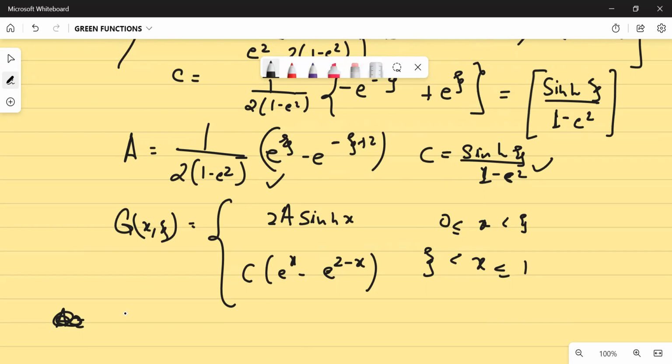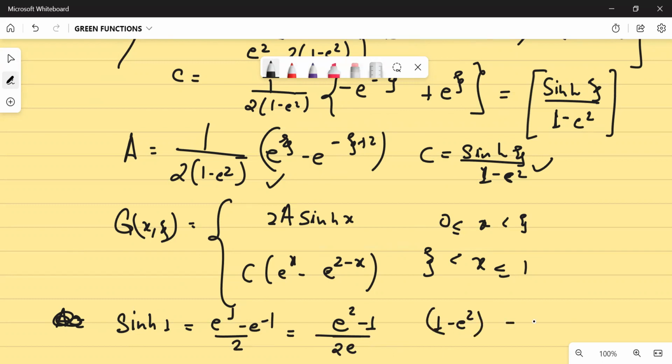According to this, what is sine hyperbolic 1? Sine hyperbolic 1, I would write as e to the power 1 minus e to the power minus 1 upon 2. So I can write it as e square minus 1 upon twice e, isn't it? So I can write that 1 minus e square would be equal to minus 2e sine hyperbolic 1. Is that clear to you?